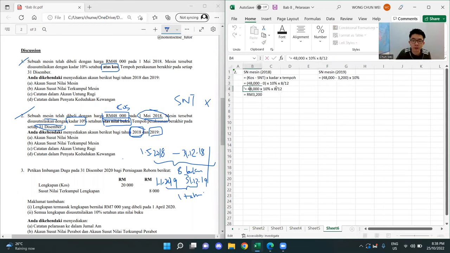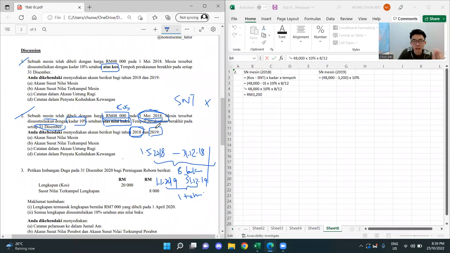Okay, but if it is just 8 months like this one, because you beli pada 1st May, so you only use May, June, July, August, September, October, November, December. So you hanya guna 8 bulan saja. If you only use for 8 months, then your depreciation, your Susut Nilai, hanya boleh dikira mengikut 8 bulan ini.